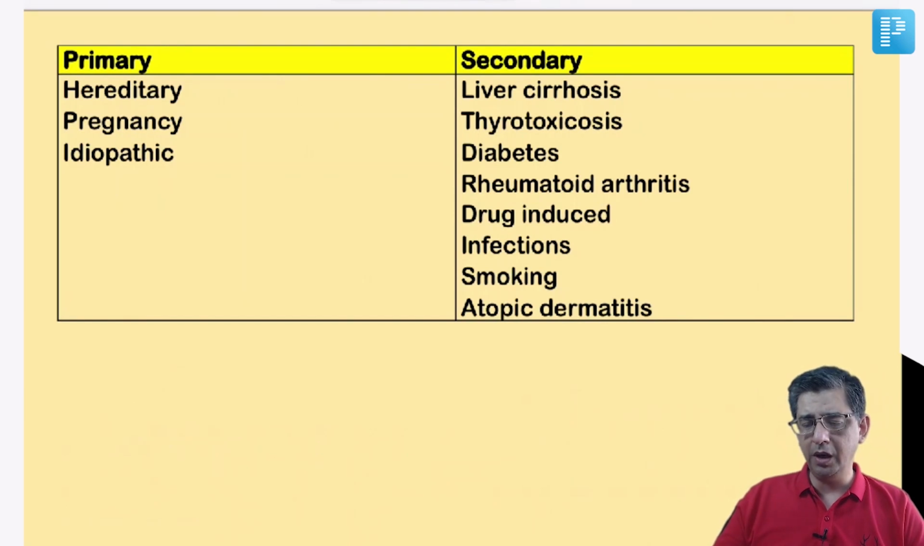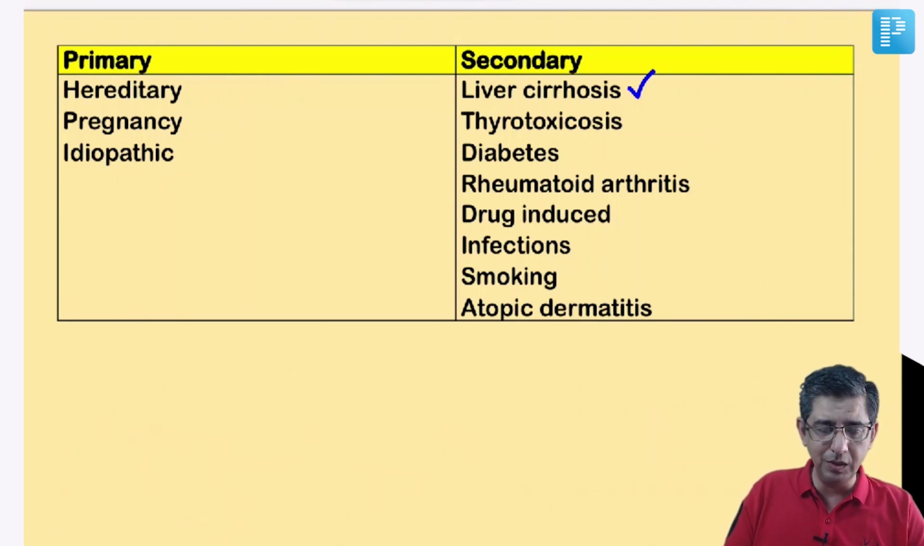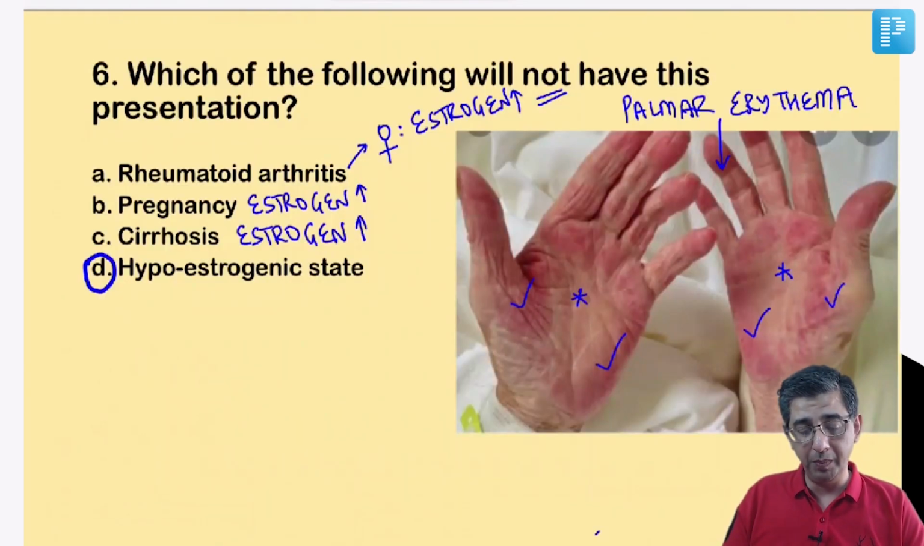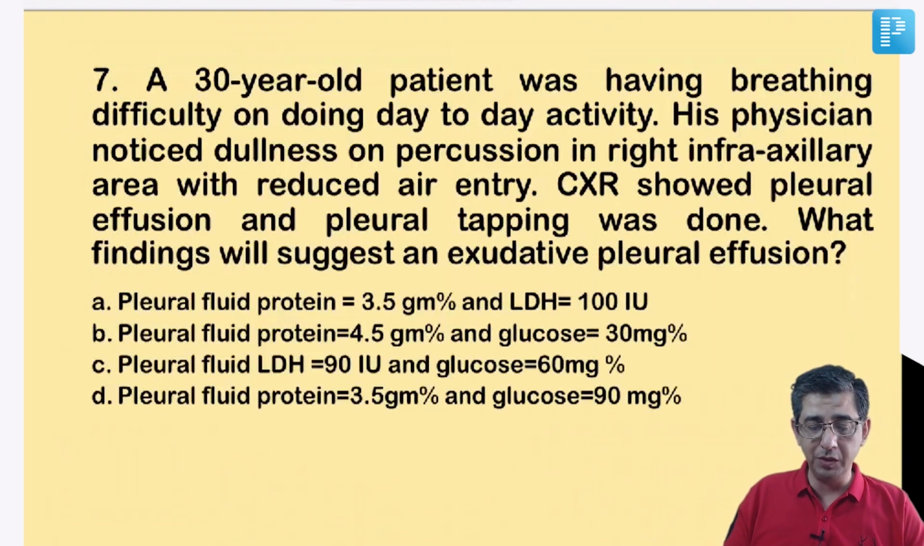So you get it with the higher estrogen values. It could be liver cirrhosis, rheumatoid infections, atopic dermatitis. And you don't need to cram the list per se, but at least these three causes, the important ones that I mentioned, should definitely be remembered. Moving to the next question.